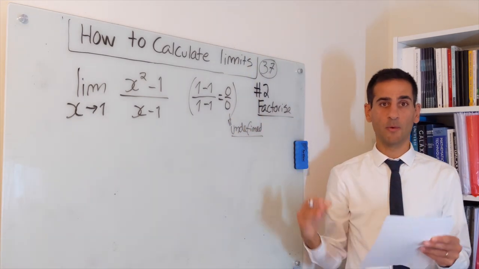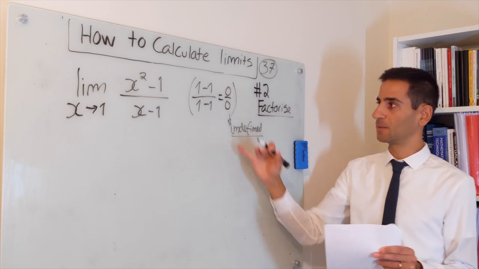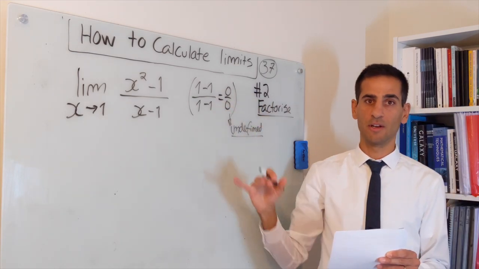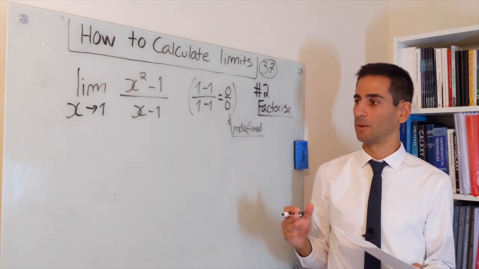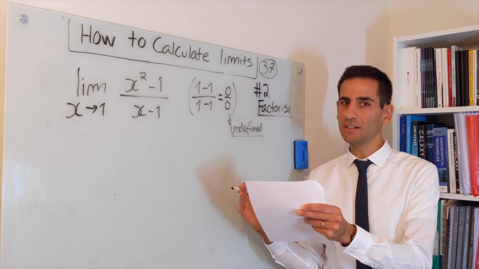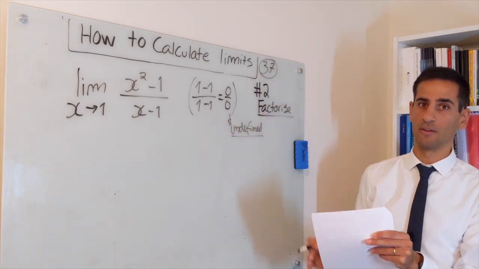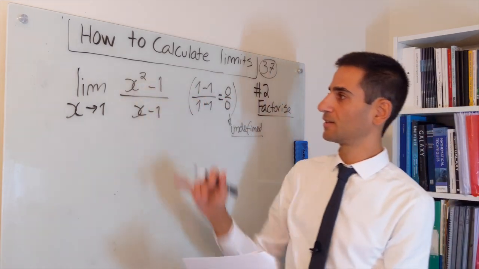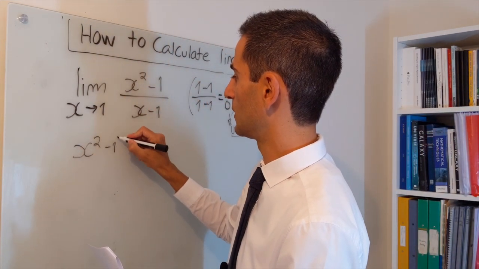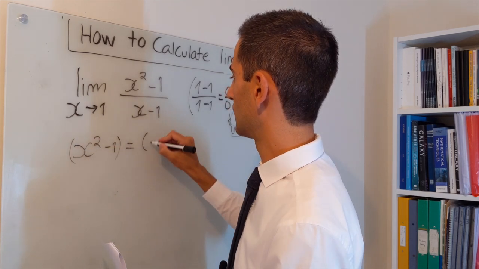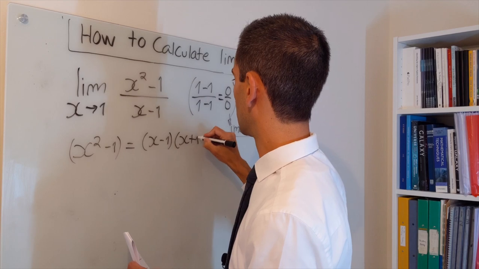So it means number 1 will not solve it. You need to do something else. And in this case, because you are in the case of 0 over 0, factorizing the expression will really help. We've already seen this example, but I wanted to put it in the context of going down the list. In this case, you can actually transform x squared minus 1 as x minus 1 times x plus 1.